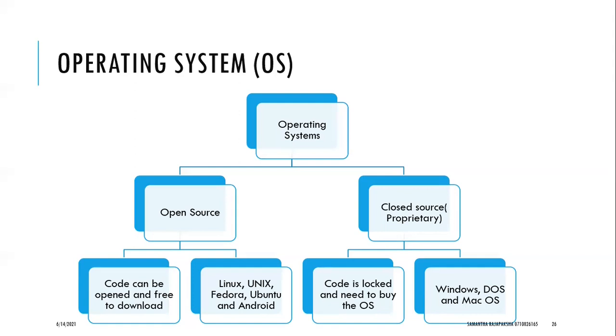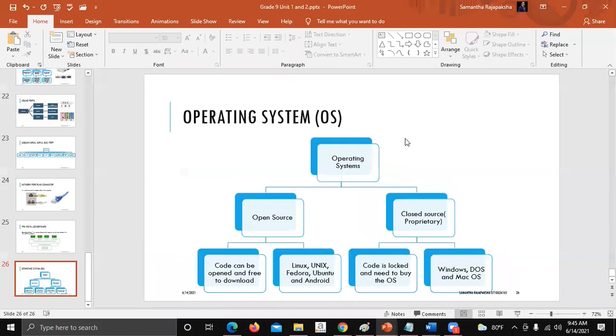When you take Linux, Unix, Ubuntu, Fedora, Android, those operating systems are mainly open source. You can just download from the internet and install in your machine, and you can modify the code. But Windows, Macintosh, those operating systems you have to buy. Still, it is locked. You can't open and see the content. So that is some introduction to operating systems. That is a very basic introduction to the computer system.